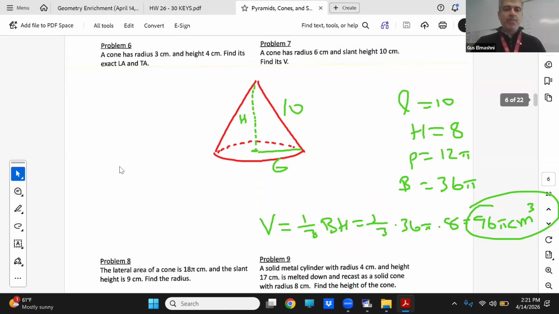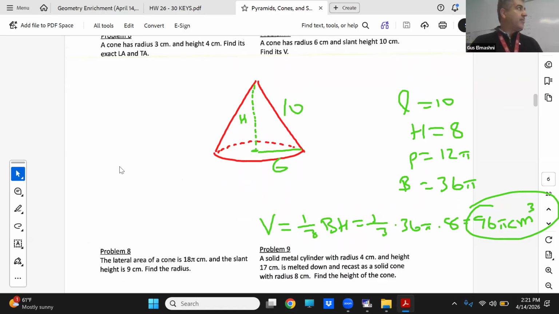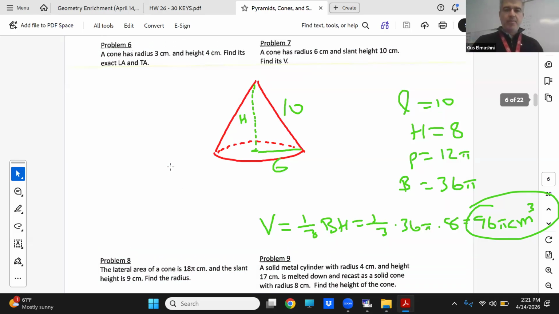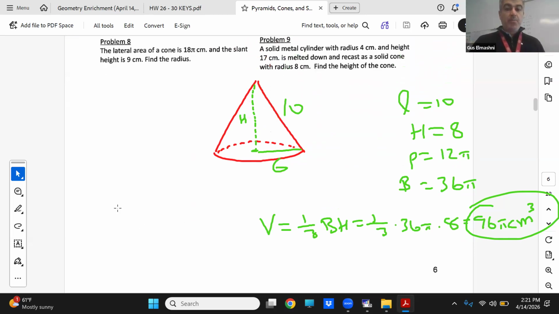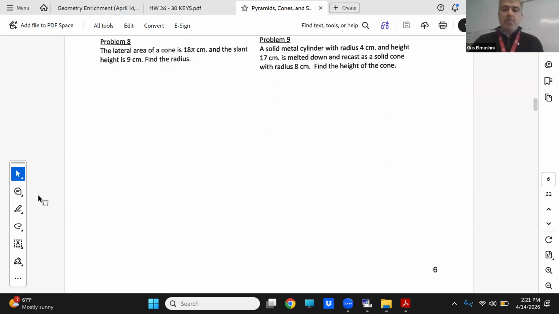All right, I'll freeze the screen. Take a look at 9. Now for 9, you have a metal cylinder, you're melting it, and you have those dimensions, and you're recasting it as a cone with a radius of 8. Find the height of the cone. So if you're melting it, what's true about the volume of both the cylinder and the cone? They're the same. Yep.